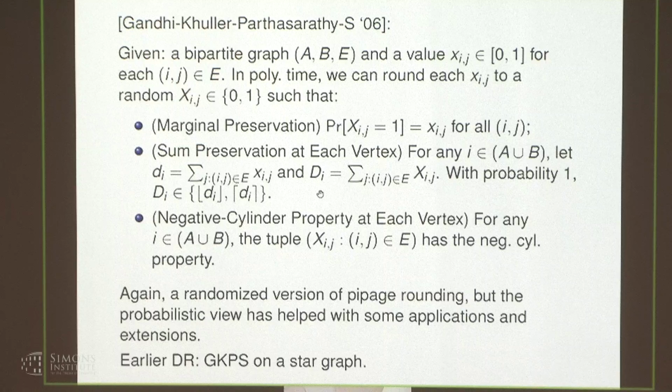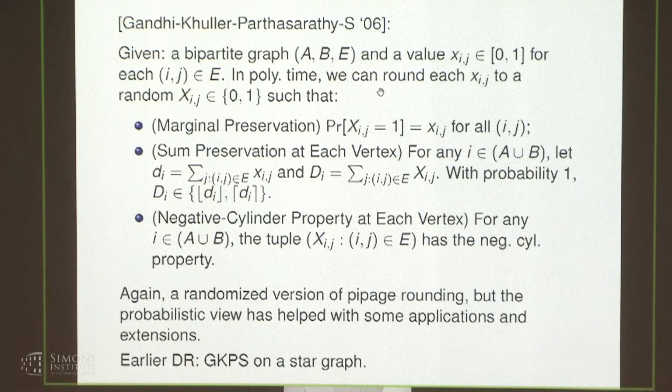And soon after discussing it, you'll see what I say in the last line, which is that really the earlier dependent rounding that we saw is just what we see on this slide, but applied to a very simple star graph, basically. Okay, so a bipartite graph with just one vertex on one side. Right? So what's the rounding problem here?